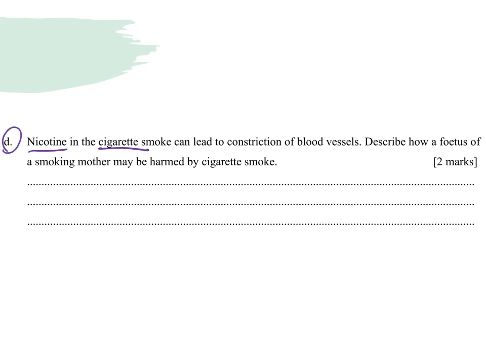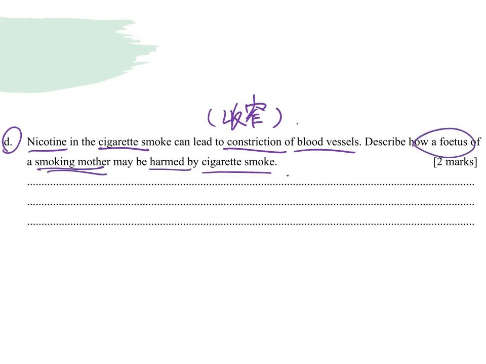Let's take a look at question D. Nicotine in cigarette can lead to the constriction of blood vessels. Constriction, that means narrowing. Describe how a fetus of a smoking mother might be harmed by cigarette smoke. First of all, if the blood vessels of the fetus in the placenta is constricted, what happens to the blood flow? It should be reduced.